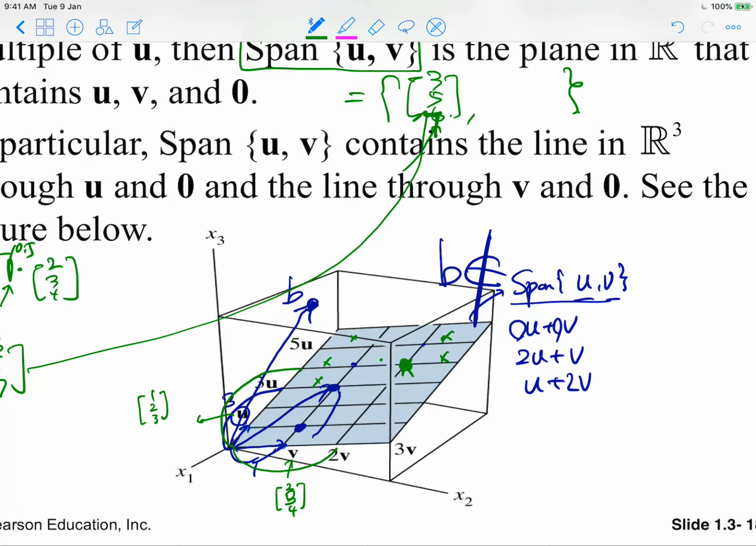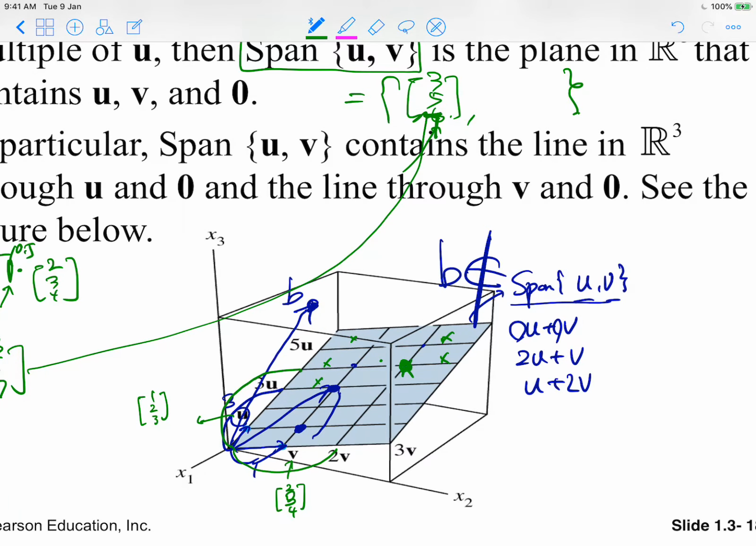Okay, so we can think of this span as a flat plane formed by these two vectors u and v. And if our b is outside of this plane, that's when we have no solution at all, and that means this b cannot be represented as a linear combination of u and v.